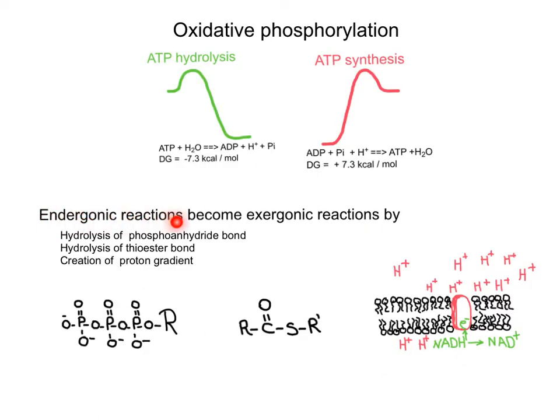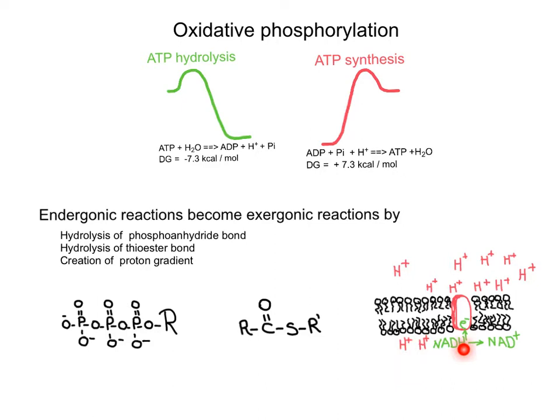In previous discussions, we have learned that enzymes will use the hydrolysis of ATP energy to transform reactions that are endergonic, those with positive delta G, into exergonic reactions, those with negative delta G. ATP hydrolysis releases minus 7.3 kilocalories per mole. A similar amount of energy is also released by hydrolysis of a thioester bond. Since the synthesis of ATP and the hydrolysis of ATP are reversible reactions, synthesis of ATP will require an input of energy.